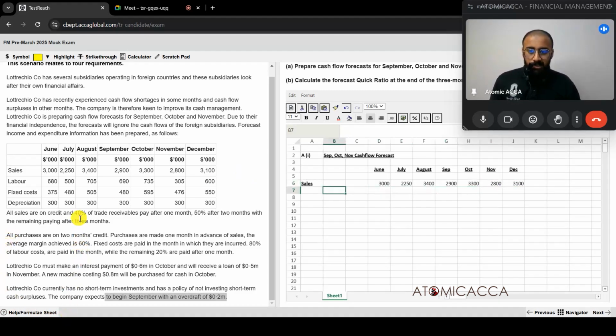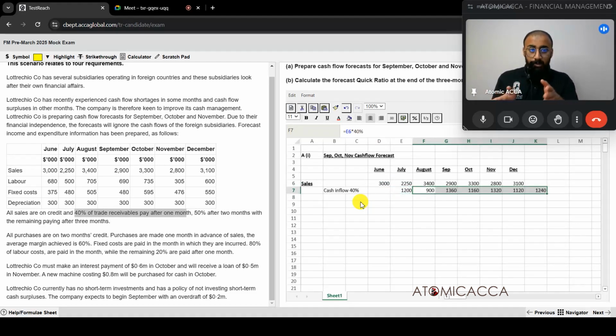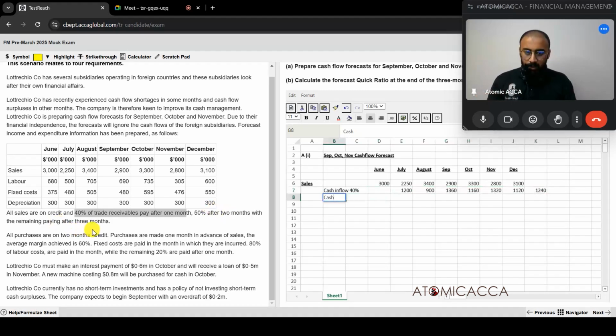What is the information given on sales? They're telling 40% of the receivables are coming up after 1 month. So cash inflow of 40 percentage in 1 month: June figure multiplied by 40 percentage. Same thing I'll copy paste for all the months, so I'll get all the 40% figure. Then they're telling 50% will come after 2 months. So cash inflow of 50 percentage, that is after 2 months. So June figure will first come in August, equals to June figure multiplied by 50 percentage.